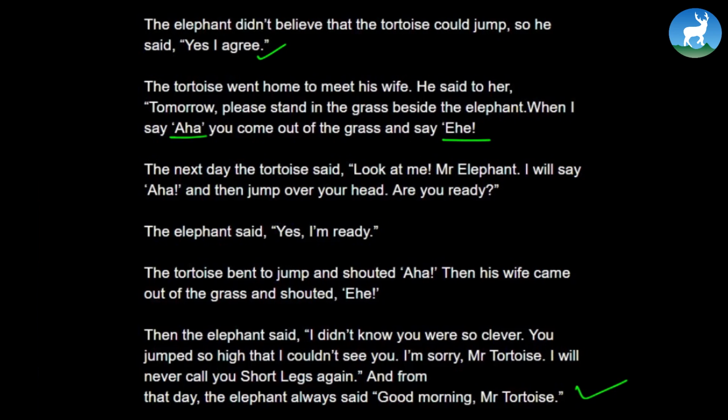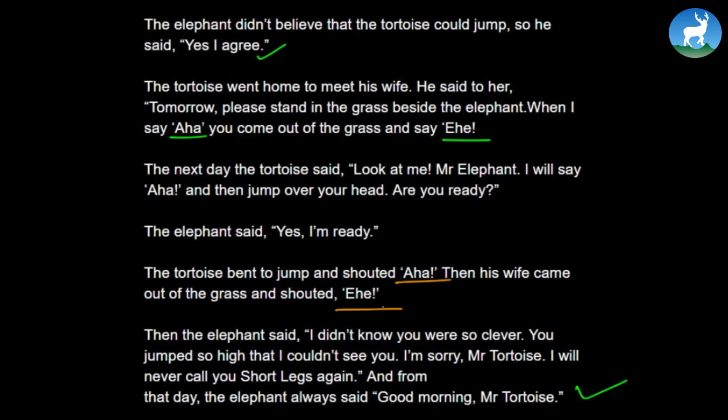So that's the story, right? Pretty interesting. I really like the way the aha and hey thing happened. I mean, it seems like some kind of magic. You just jump from one side and go to another. I mean, yeah, it's a trick, by the way. And the elephant was tricked, but he started respecting the tortoise. And it shows that when you've got some brain, you can outwit even the strongest people, right?